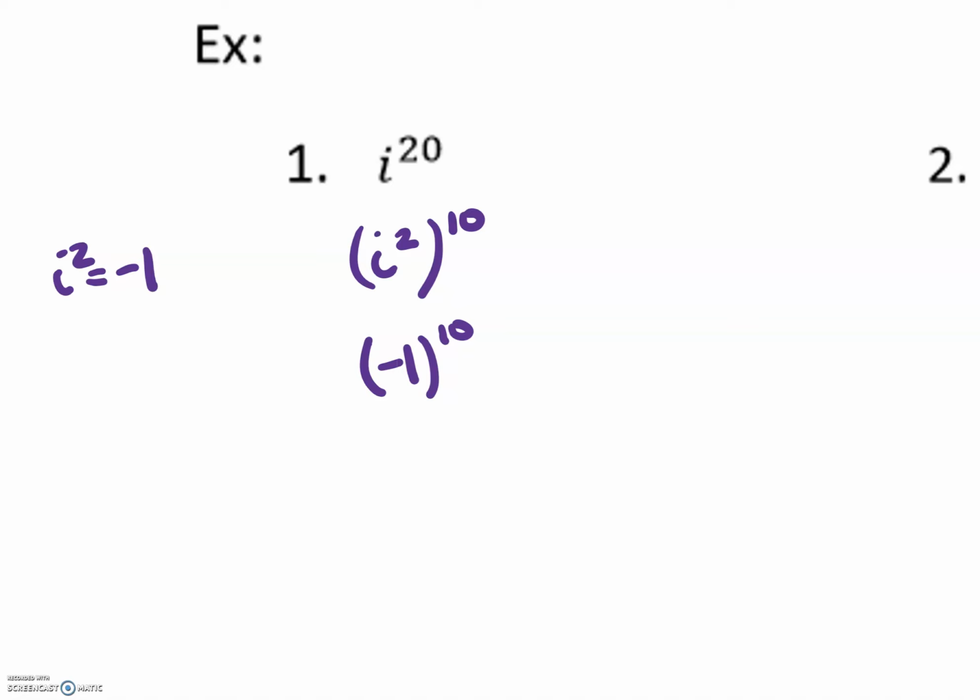Well, you can use your calculator if you want, or we know 1 raised to anything is going to be 1, and a negative number raised to an even exponent is going to become positive. So negative 1 raised to the 10th will simply be positive 1. So i to the 20th equals positive 1. Let's take a look at another example.